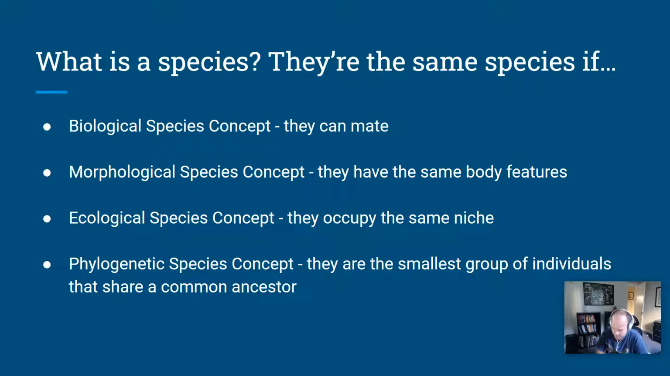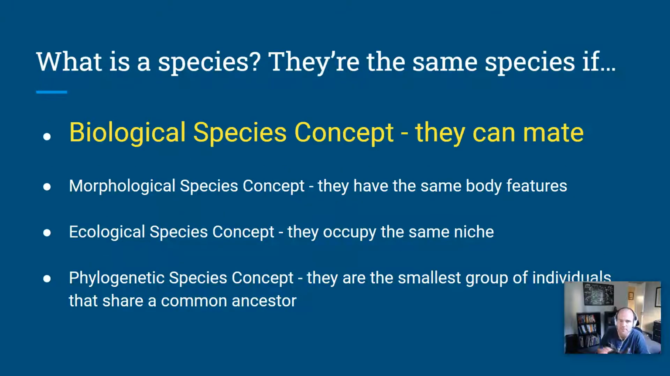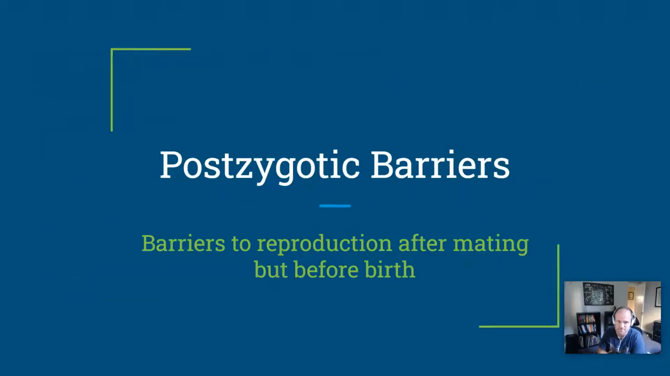So what are we going to use? Well, for the most part, we're going to follow the biological species concept. If they can mate, create viable offspring, and those offspring can mate, you're a species. So let's look at some of those things that prevent mating, that may mean that we've speciated into two different species. First, let's look at post-zygotic barriers.